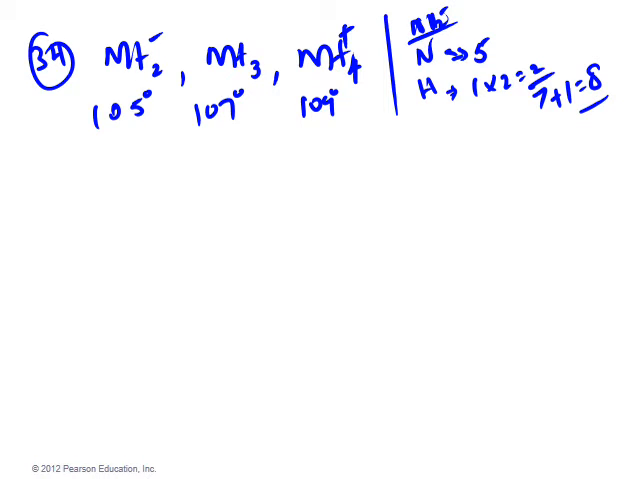Now let's draw the structure of each one. N, H, H. Now hydrogen cannot have more than 1 bond, so that's fine, but the rest of the electrons have to go to nitrogen. I have assigned 4 electrons, then I need to assign 4 more: 6, 8. So that's NH2 minus. In the same way, I can write down now NH3.